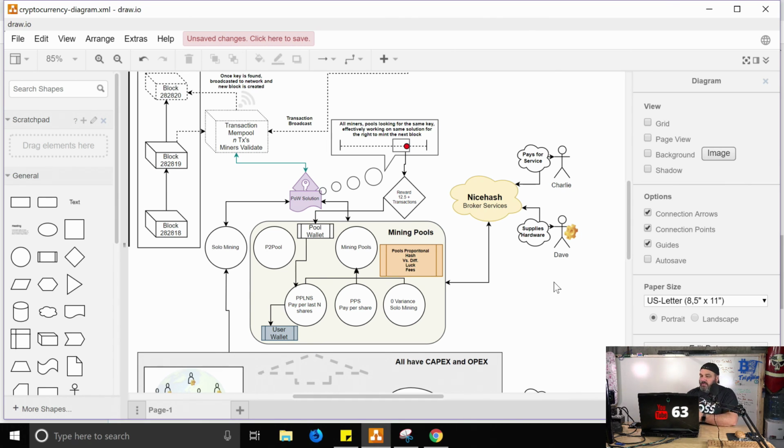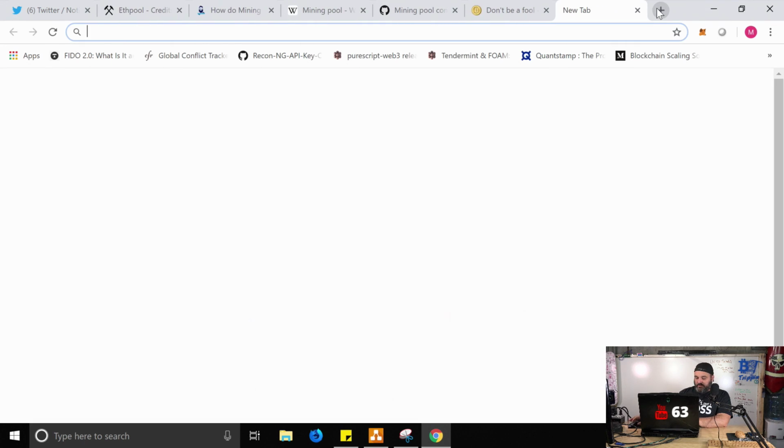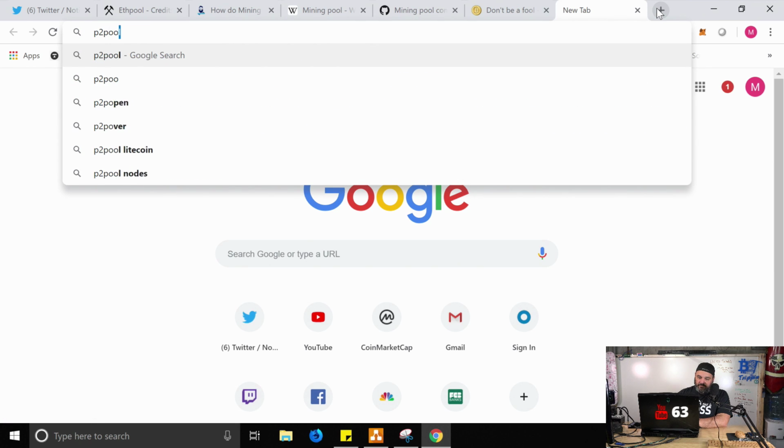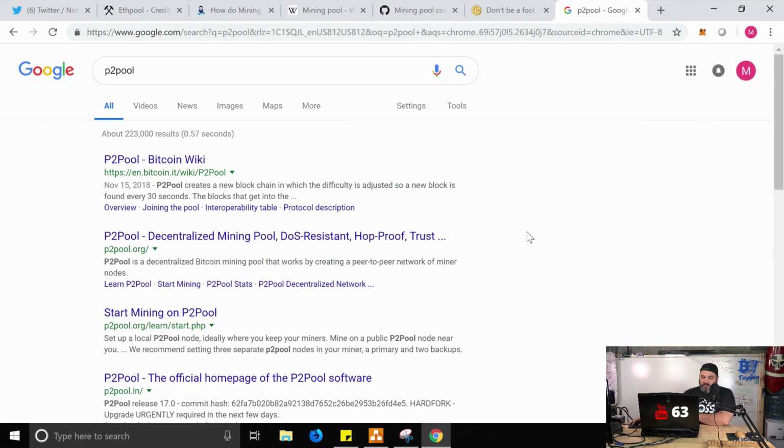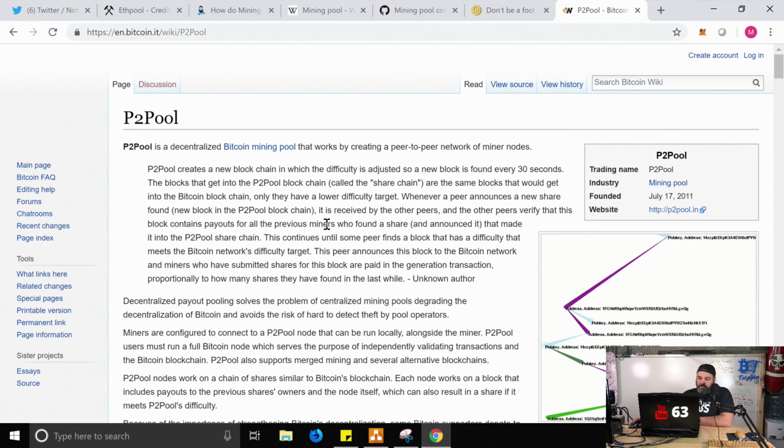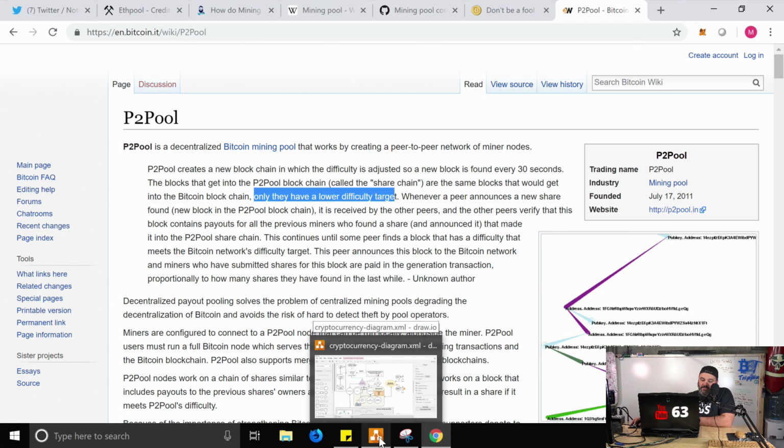Can you explain more about P2Pool? Yeah, so let's bring up P2Pool, and we'll go through the basics of what's going on. Essentially, P2Pool creates a new blockchain. It's considered a side chain. And what it does is it allows a lower difficulty target.